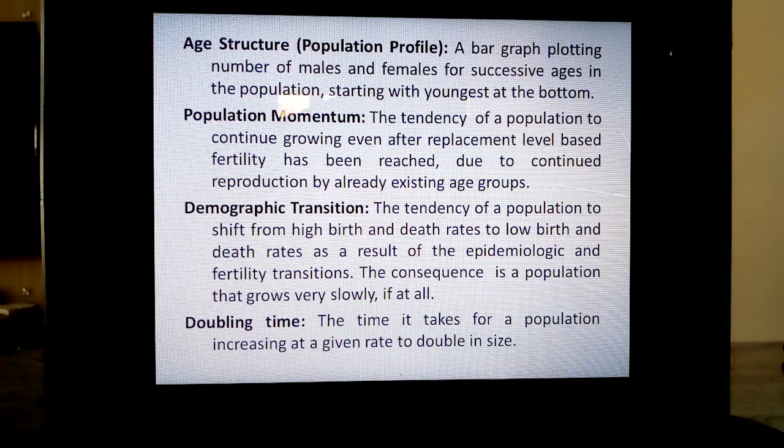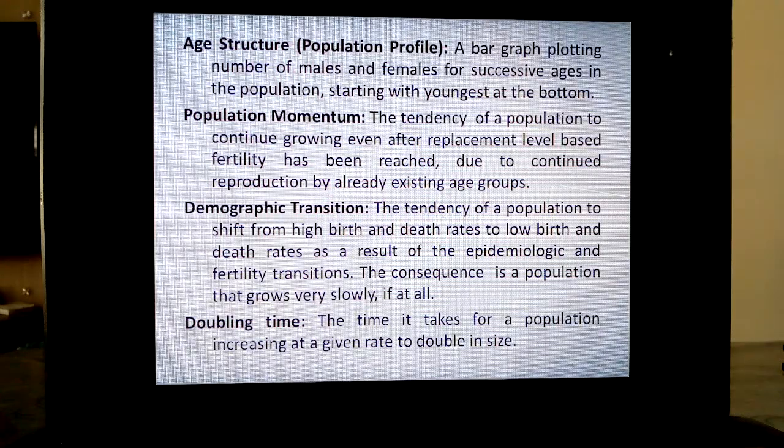Demographic transition, the tendency of population to shift from high birth and death rates to low birth and death rates as a result of epidemiologic and fertility transitions. The consequence is population that grows very slowly, if at all. That is demographic transition. In the previous lesson we have learned, due to various reasons, there is a shift from low population rate to high population, from stage 1 to stage 4. In that you have seen that high birth rates and low death rates is one of the reasons for increase in the population.